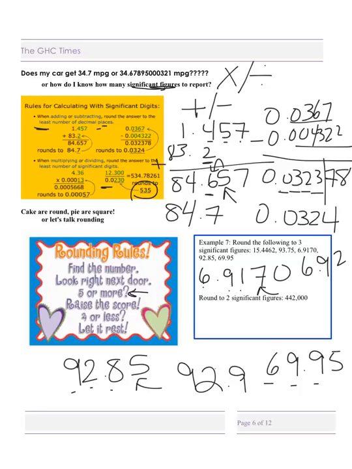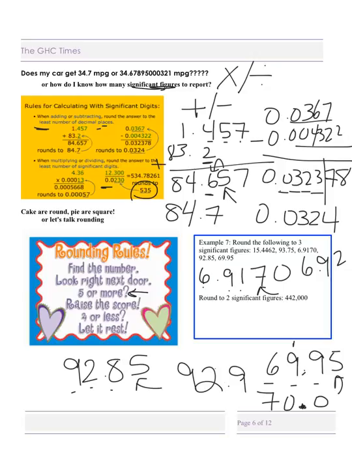69.95. 1, 2, 3. Look right next door. 5 or more, raise the score. So in this case, we have a 9. What happens when we increase that 9? That 9 becomes a 10. So that's a 0. The 1 comes over here. That 9 then becomes a 10. 0, carry the 1. That becomes a 7. So rounded, this is 70.0.